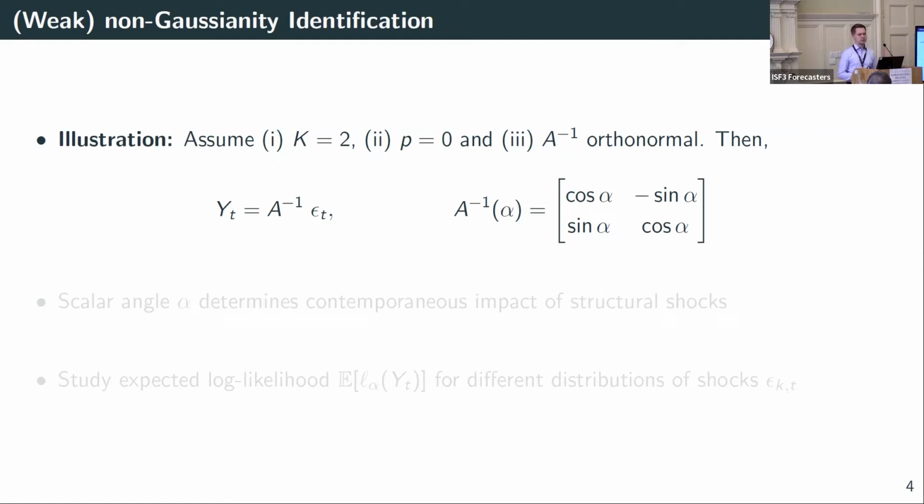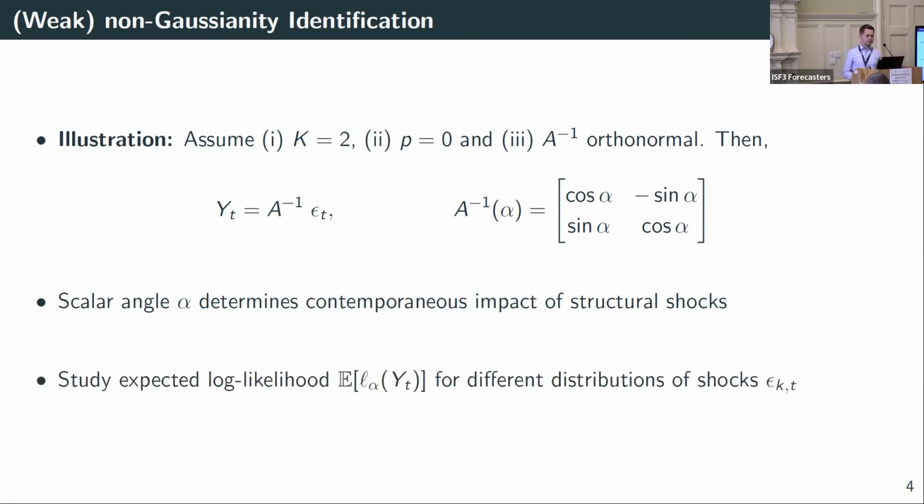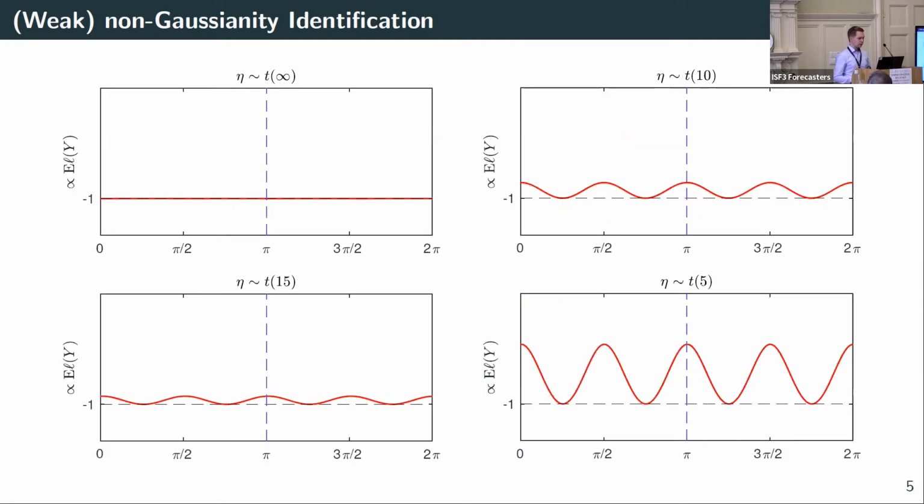Now, what's nice about this setup is that if we have a bivariate structural VAR, then we can express this A inverse matrix as a rotation matrix. And now we have one scalar parameter, which is this alpha, which determines the impact of the structural shocks. So if alpha is equal to 0, then A inverse is simply the identity matrix. So every shock just affects its own variable. But depending on the angle of alpha, which goes between 0 and 2 pi or multiples thereof, you get different rotations of this orthonormal matrix. Now, what's very nice with this is that we can now look at the expected log likelihood of this model for different distributions for these structural shocks. And this is what I show you here in the picture.